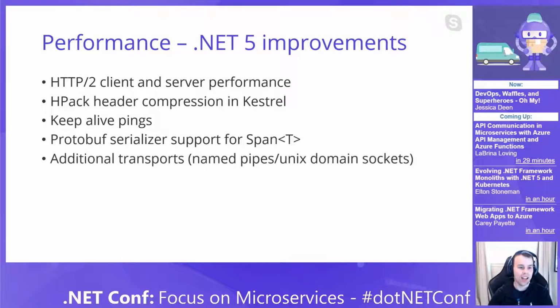And finally, we're adding support for additional transports. So gRPC should be able to be used over named pipes and Unix domain sockets when you're doing inter-process communication on a local machine. This offers performance benefits over using traditional TCP.